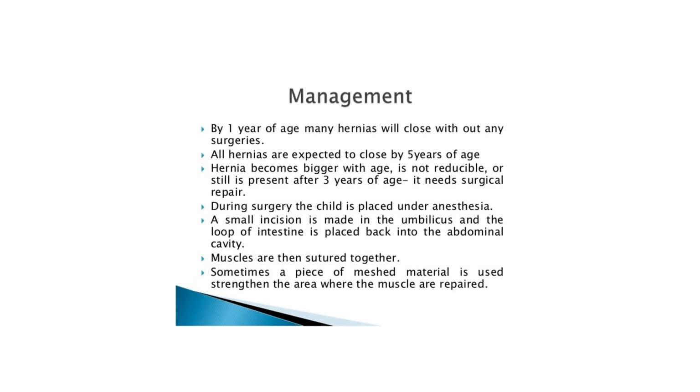it needs surgical repair. During surgery, the child is placed under anesthesia. A small incision is made in the umbilicus, and the loop of intestine is placed back into the abdominal cavity. Muscles are then sutured back together. Sometimes a piece of mesh material is used to strengthen the area where the muscles are repaired. So usually by 1 year of age, the umbilical hernia will disappear on its own. And if the hernia is still visible after 3 years of age and is not reducible at all, then the child needs surgical repair.